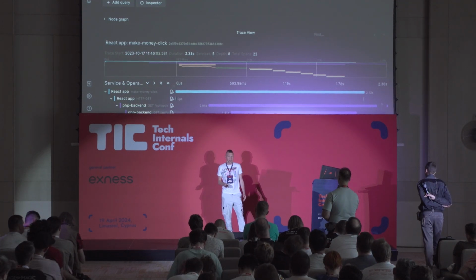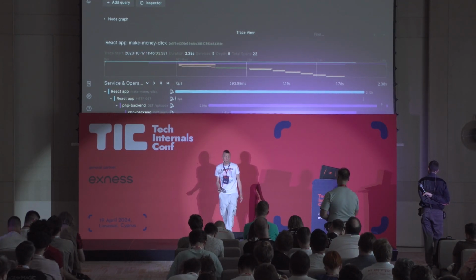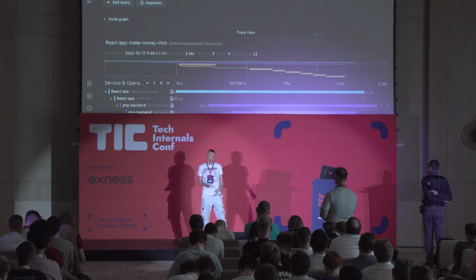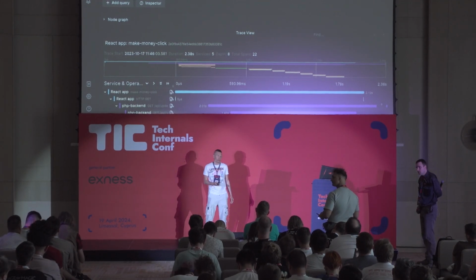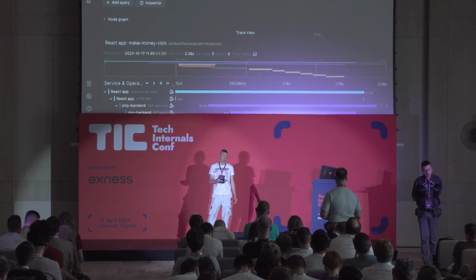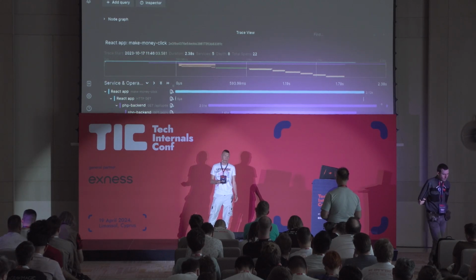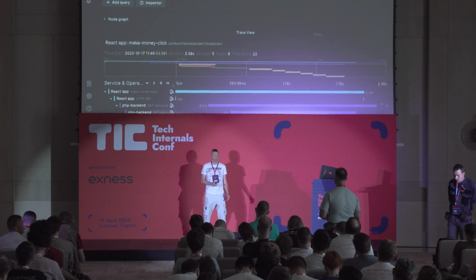And it's pretty flexible, and Grafana provides a good interface, and also Elasticsearch and Datadog provide pretty good interfaces to filter and find really problematic traces.